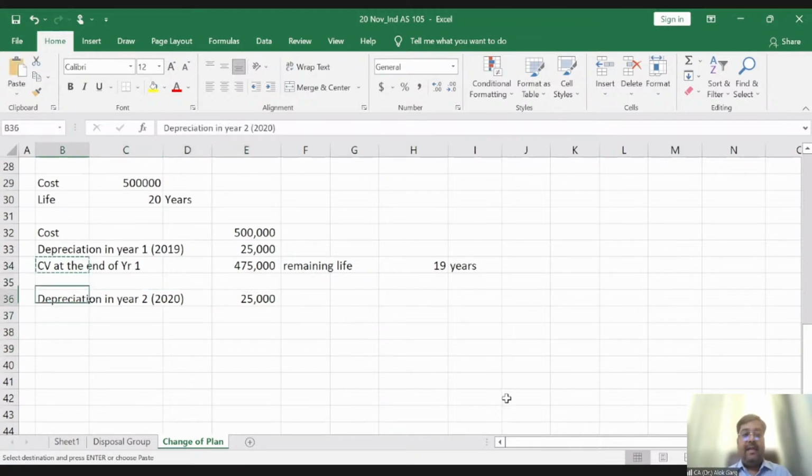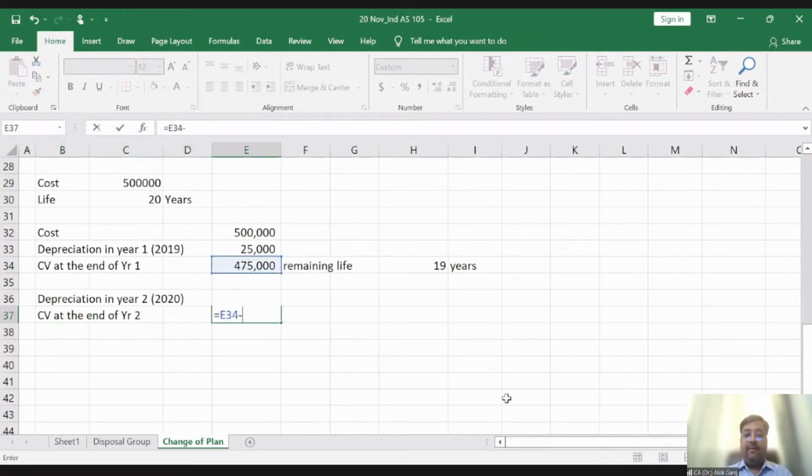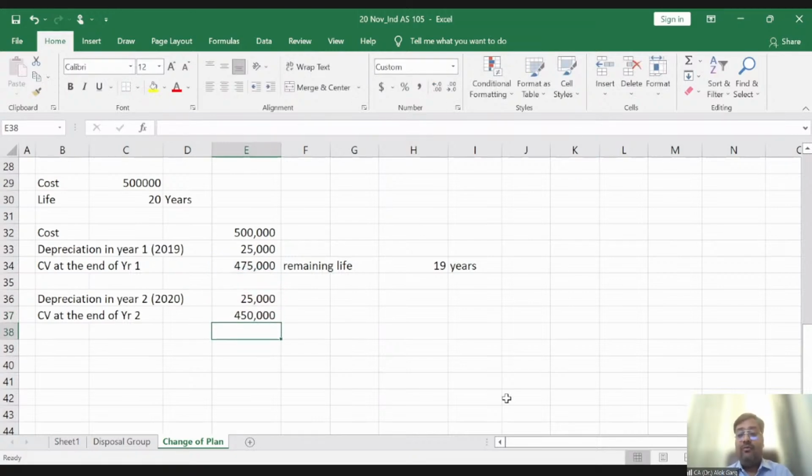I'll tell you. Carrying value at the end of year two. What is your carrying value at the end of year two? 475 minus 25. But friends, this is not the carrying value. This is not the right thing. This is your value after depreciation.